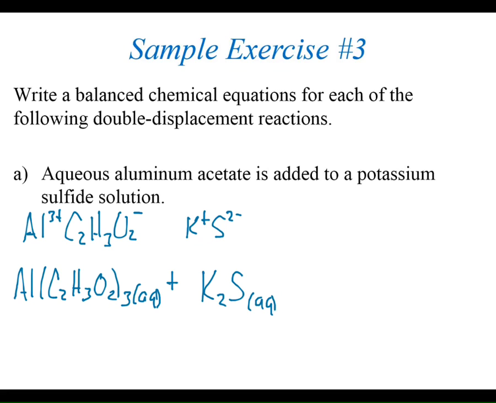This was 2 chapters ago and a test ago. It should be rolling off the tongue by now. So now we're going to swap the anions. We're going to take these and swap them out, right? We're going to swap the acetate with sulfide. So I'm going to put aluminum with sulfide and potassium with acetate and make new products.